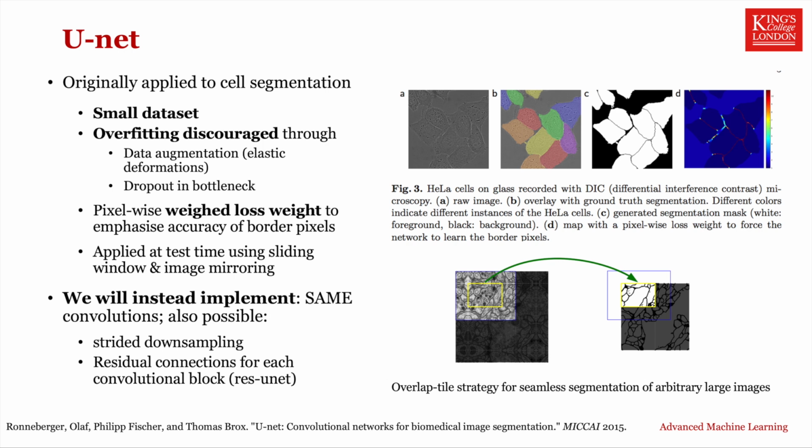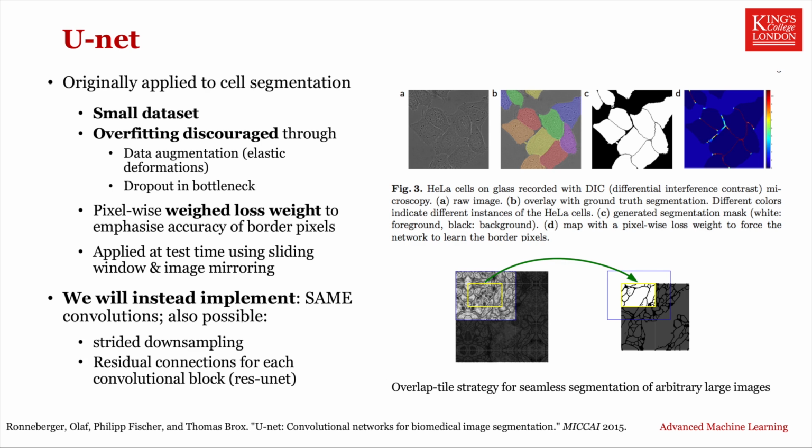In our implementation that you will go through during the tutorial, for example, we implement same convolutions rather than valid convolutions, and I've also seen implementations with strided convolutions for downsampling and implementations with convolutional blocks with residuals. The key idea that always remains the same is that the decoder and encoder are symmetric and that skip connections are implemented between them.